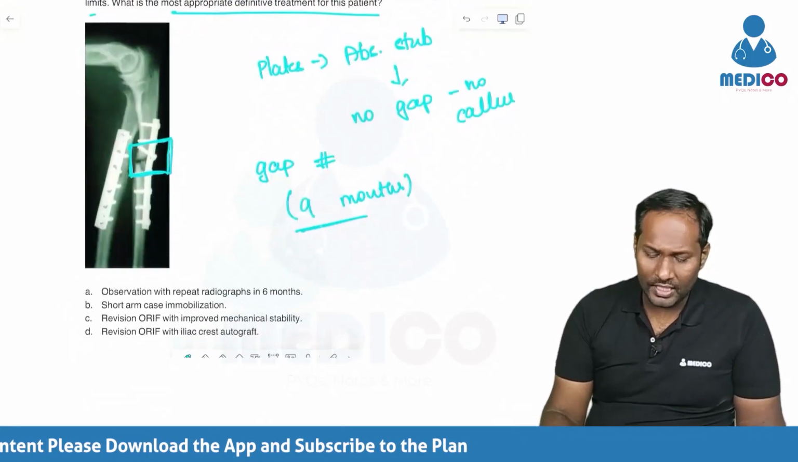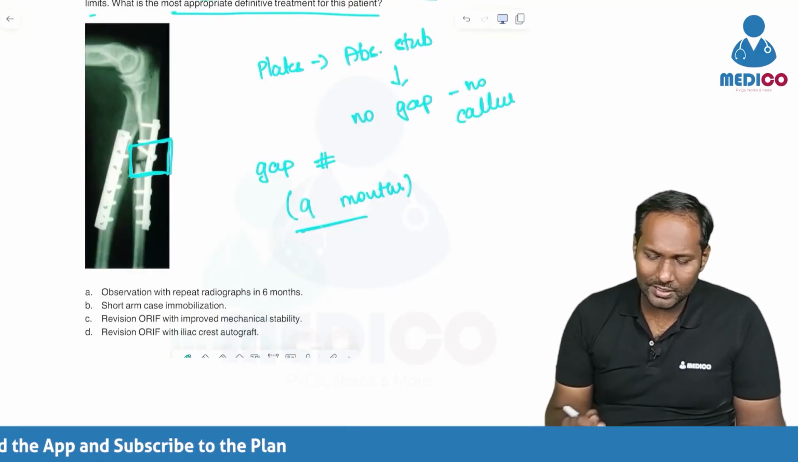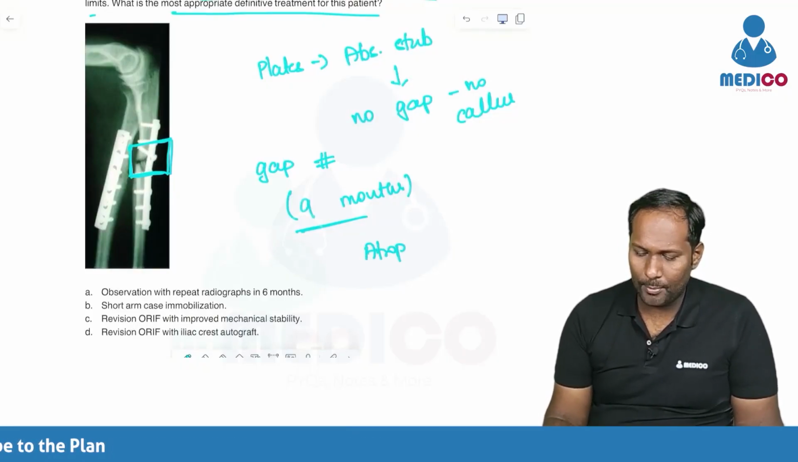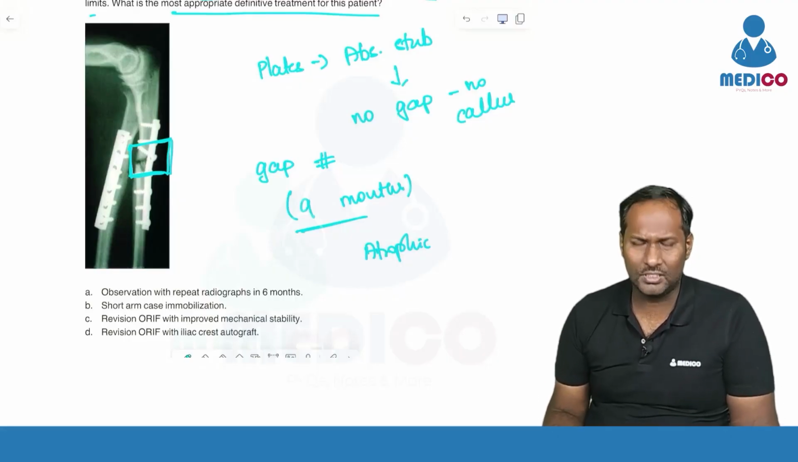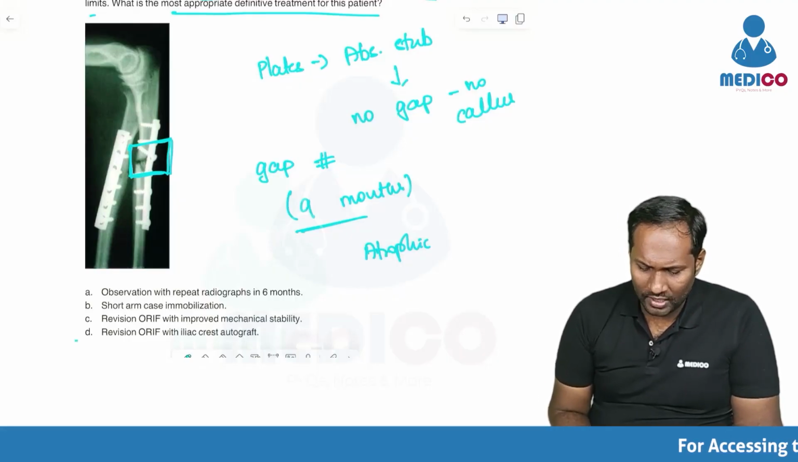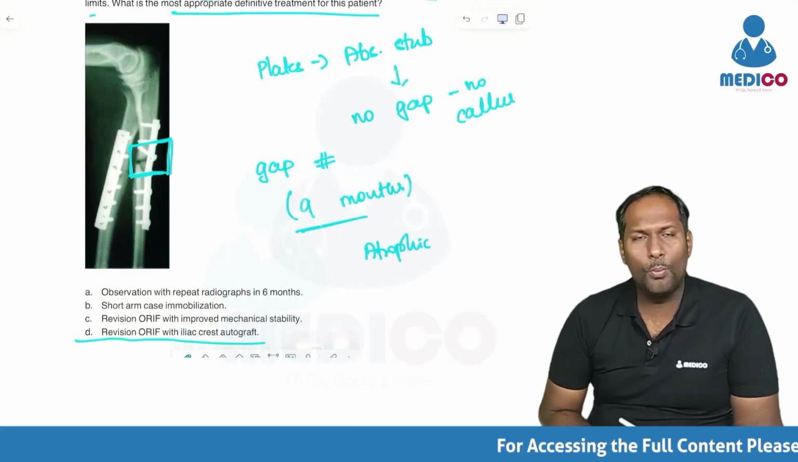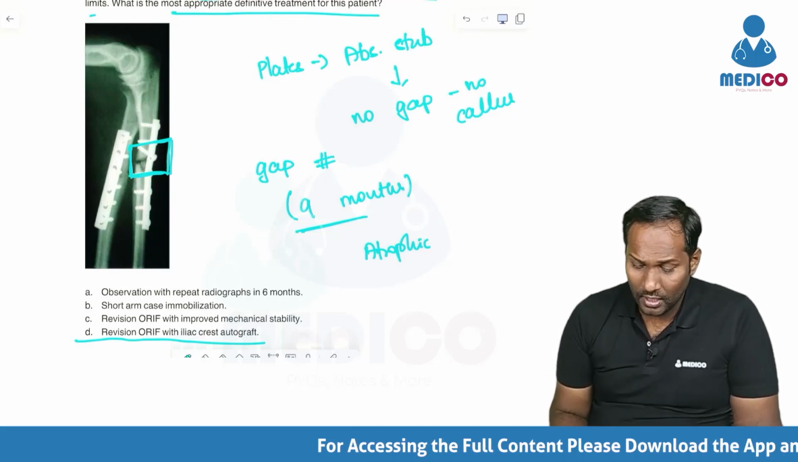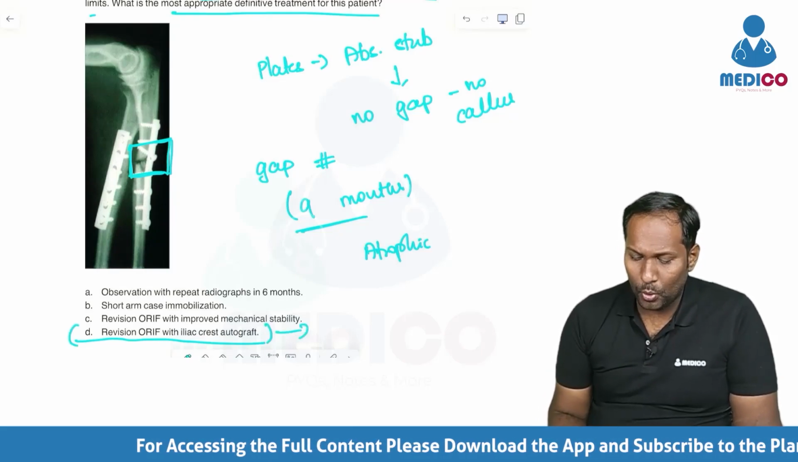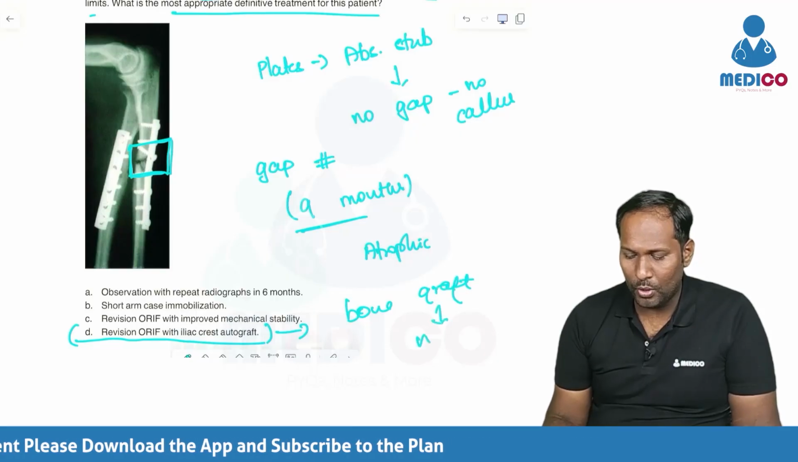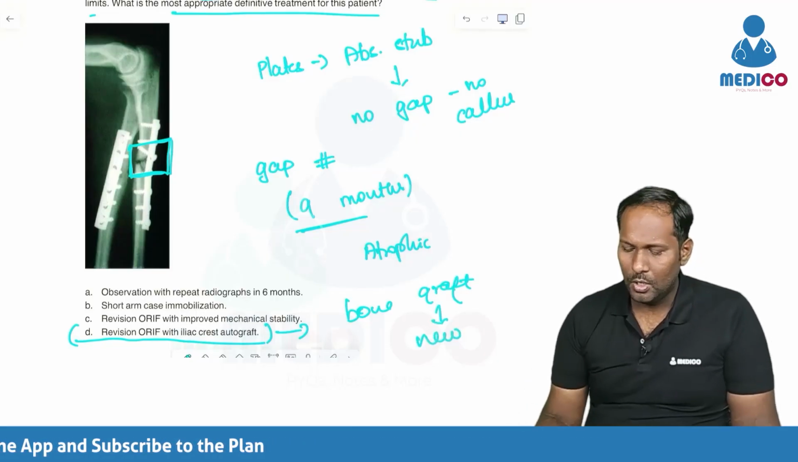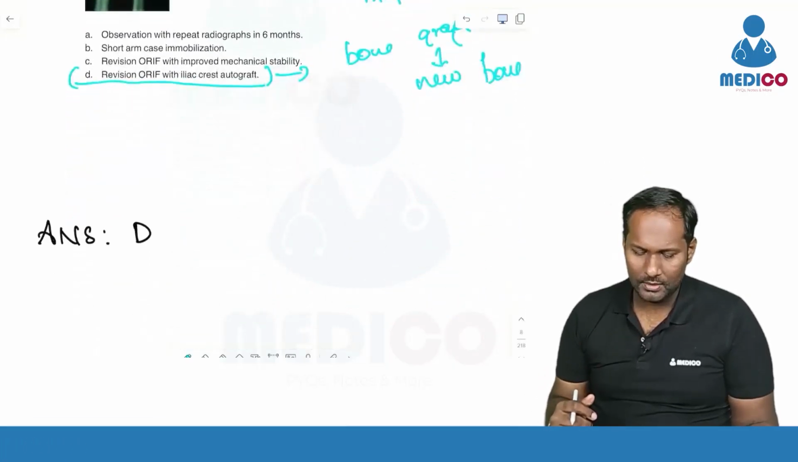All right. So in this case, what we have to do? This is an example of an atrophic type of non-union, where there is no potential for new bone formation even after 9 months. So we'll have to do a revision plate fixation, open reduction internal fixation with a bone graft. What is this bone graft going to do? Bone graft is going to give that new bone, that extra push. All right, so that is what is required.